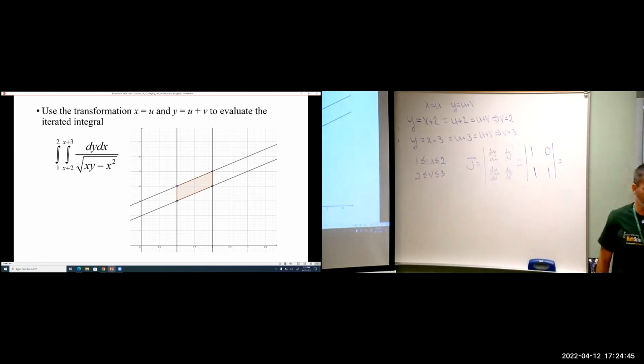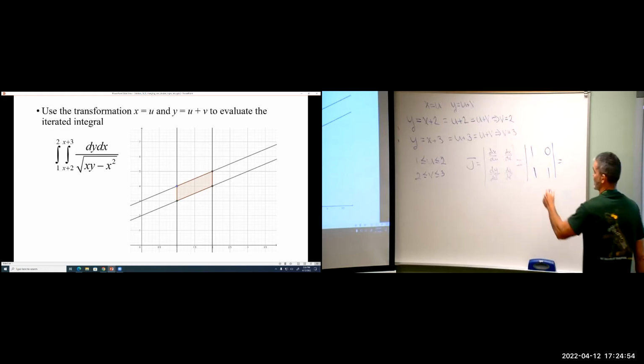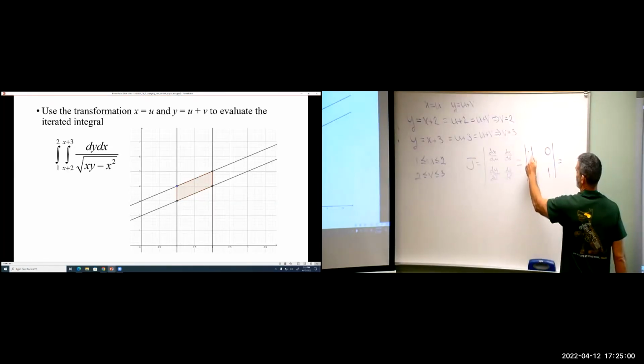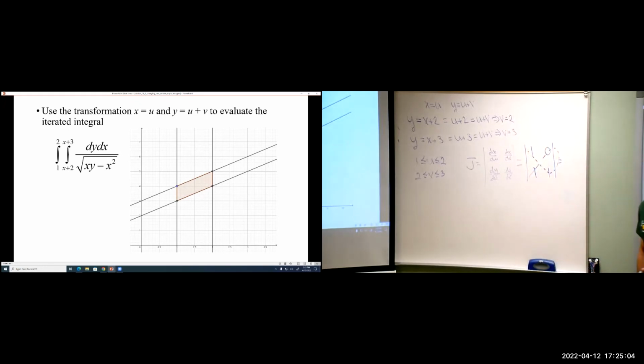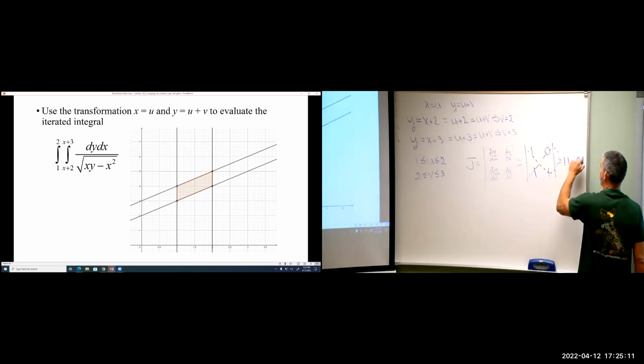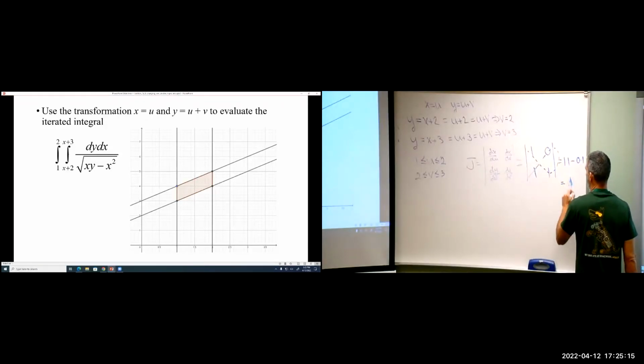Determinant of a 2x2 matrix, we briefly touched on this back in cross product, but we haven't talked a lot about it. Basically, it's the product of these two minus the product of these two. I always thought it kind of looks like a fish, like a goldfish. That's how I've always remembered it. So what we end up with is 1 times 1 minus 0 times 1. Pretty simple Jacobian for this one. It just comes out to be 1.